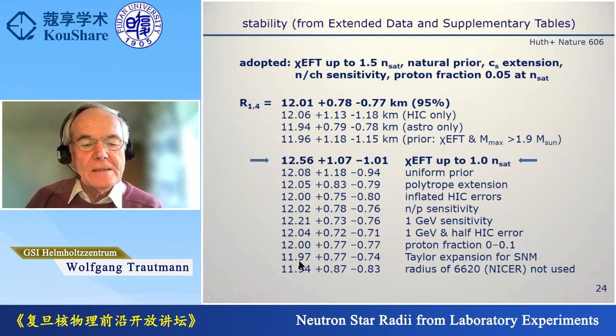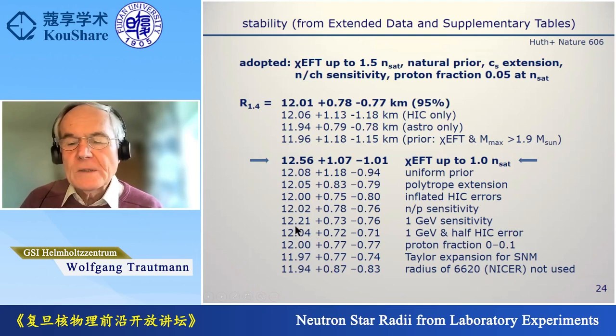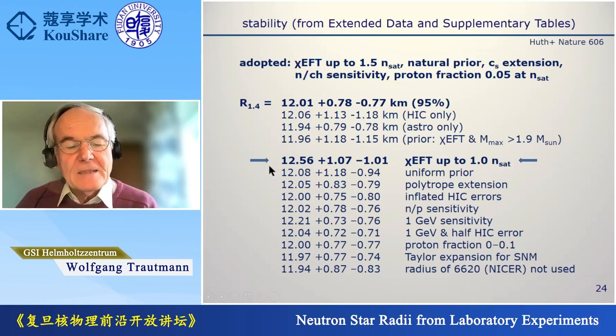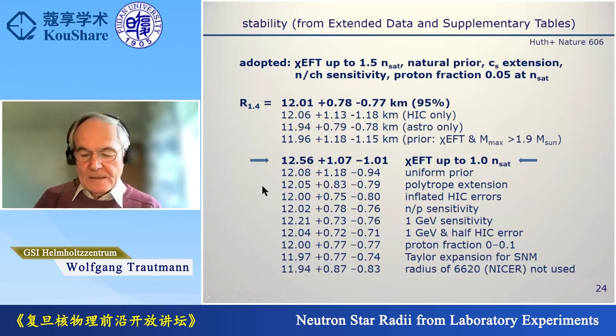And if you go through this list, you see that basically the results are very stable, 12 plus minus, say, up to a maximum of 200 meters for the radius that is obtained. With one exception, and that is this here. If chiral EFT is used only up to saturation density, then we have a larger radius of 12.56 instead of the 12.01. So that is the largest effect shown on this table.